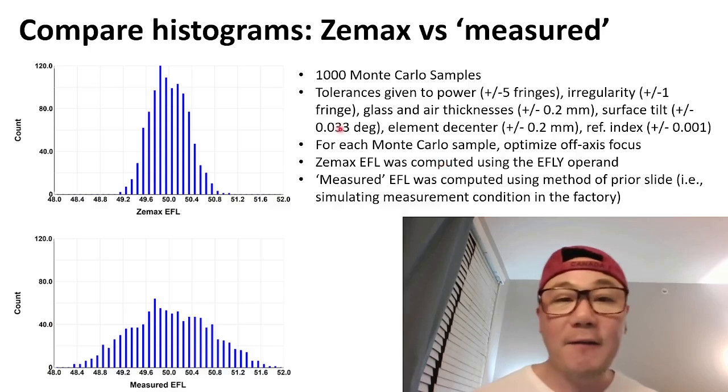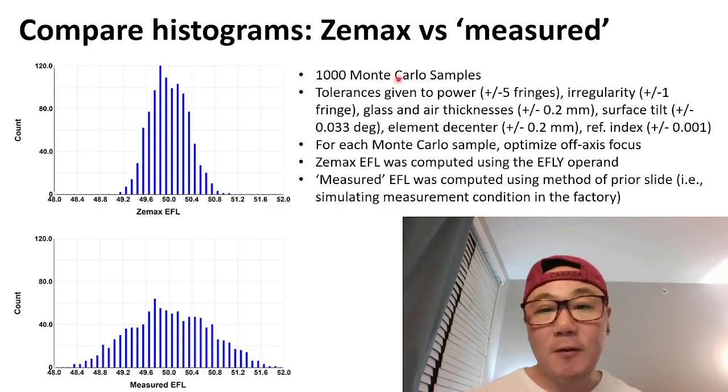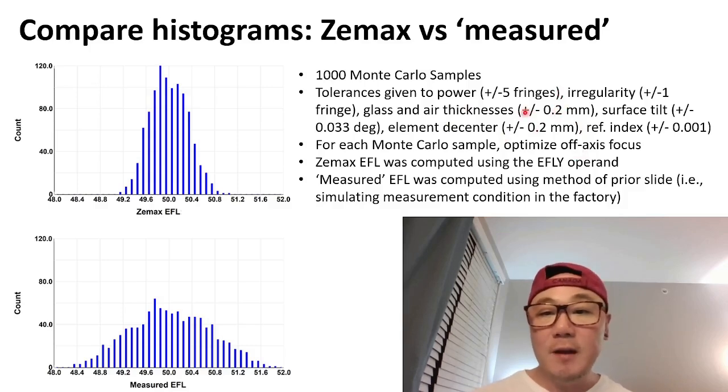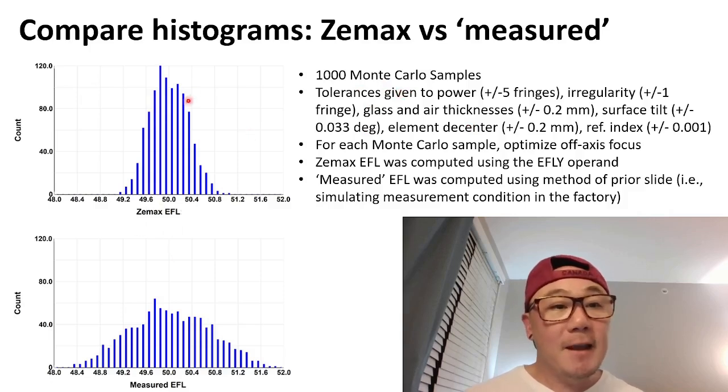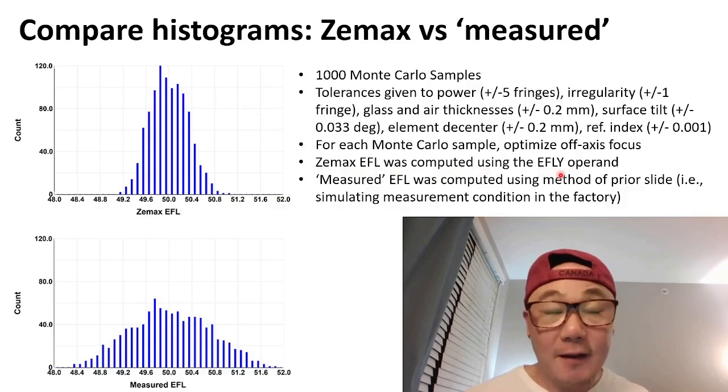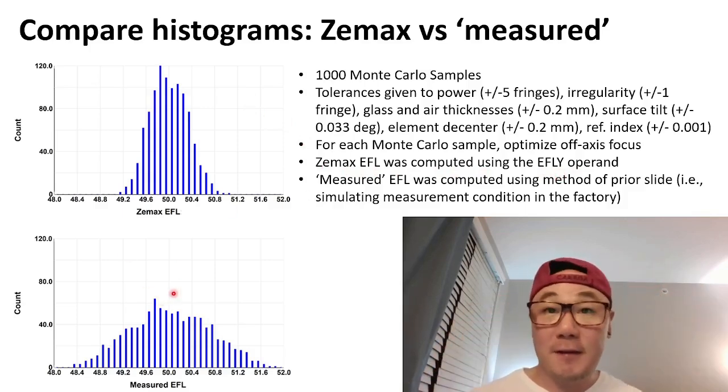What do we get? Okay, so I have 1,000 Monte Carlo samples, and for each sample I optimize the off-axis focus of the point spread function. That's important. And these are the tolerances given to the lens elements. You can pause the video to have a look if you want to examine that. And I have got two plots, two histograms of 1,000 Monte Carlo samples. The top plot here is a plot of EFL of each lens using the Zemax operand EFLY, which, by the way, is unaffected by tilts and decenters. The bottom plot here is a histogram of the same sample of lenses from the Monte Carlo run.